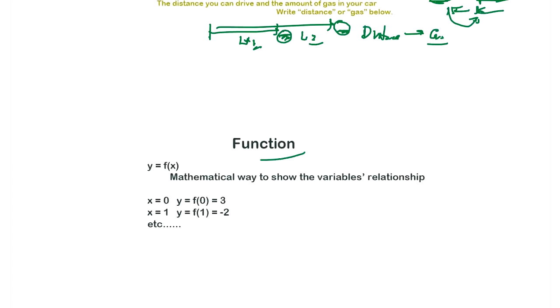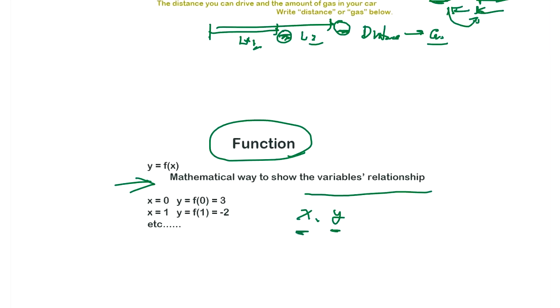So function is, we're going to redefine this in a mathematical way to show the variables' relationship. So when you have a variable x and y, what is a variable? An unknown value. But if you have more than one unknown value, they become variables. And a function is the relationship between variables. You put that in your head, okay?